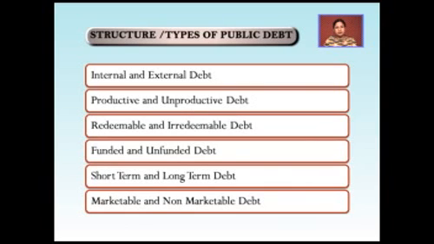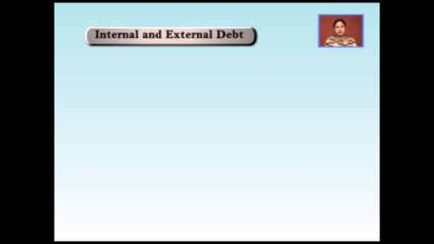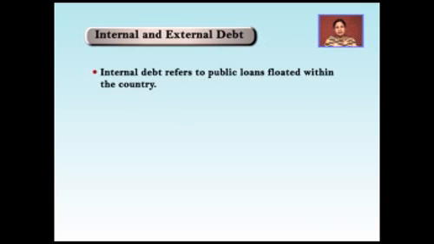Now we are going to look into the details, or the explanation, of the different types of public debt. First of all, let's start with the first, that is internal and external debt. Internal debt is that which is borrowed from within the country, like from the people who are living in the country, and the different institutions which are a part and parcel of the country.